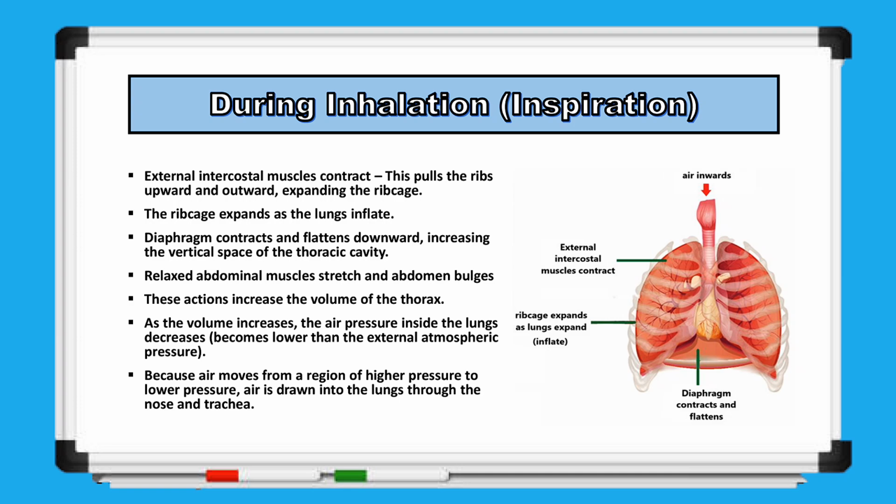As the volume increases, the air pressure inside the lungs decreases, becoming lower than the external atmospheric pressure. Because air naturally moves from a region of higher pressure to lower pressure, it flows into the lungs through the nose and trachea. So, in simple terms, the contraction of the external intercostal muscles and diaphragm creates space and draws air inward, allowing us to breathe in.